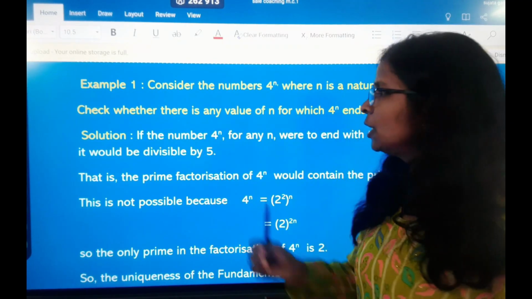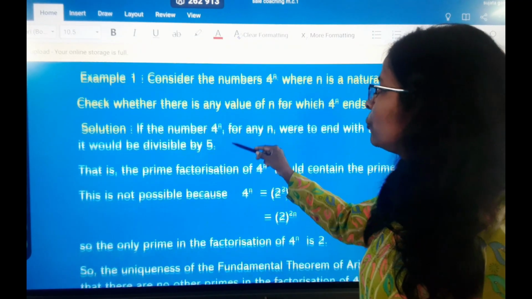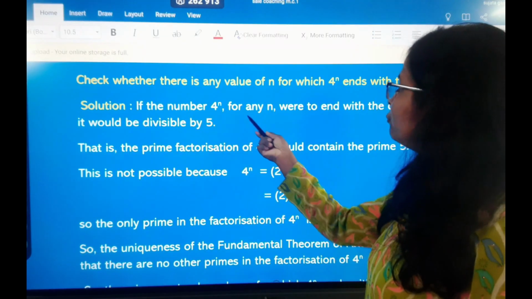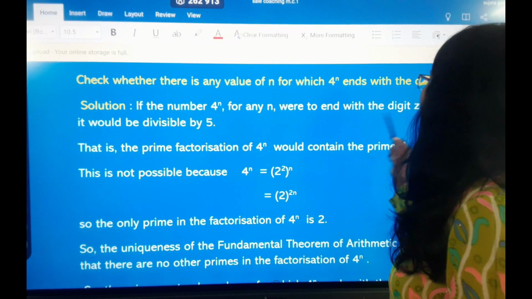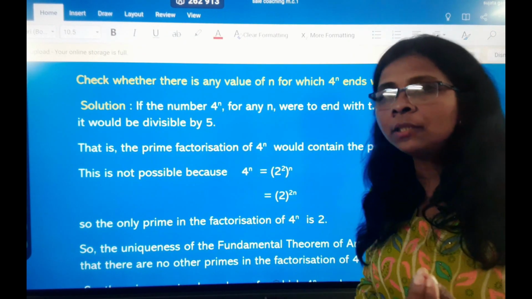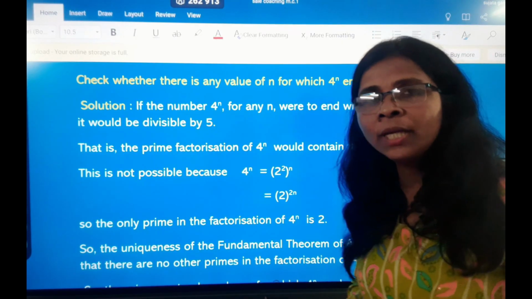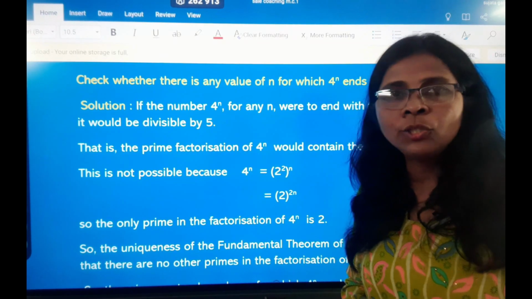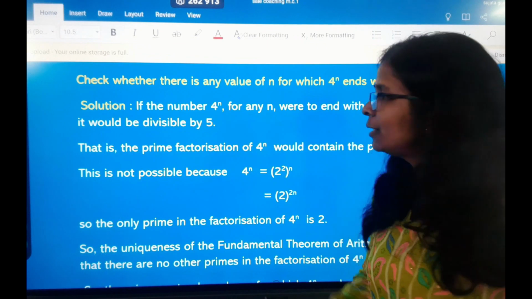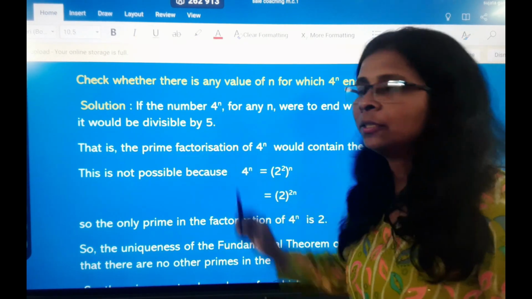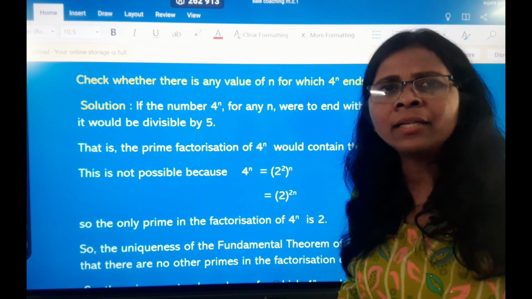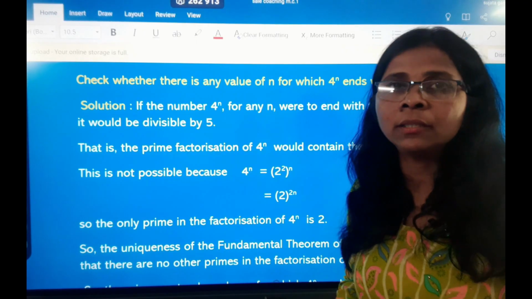So let us check if the number 4 raised to n, for any n, ends with the digit 0. Suppose 4 raised to n ends with the digit 0, so that means we can say that it would be divisible by 5.